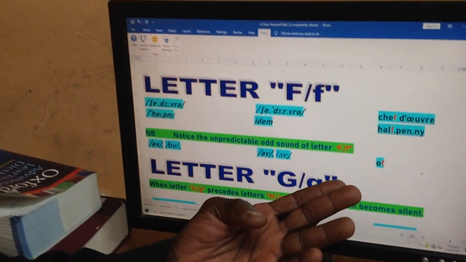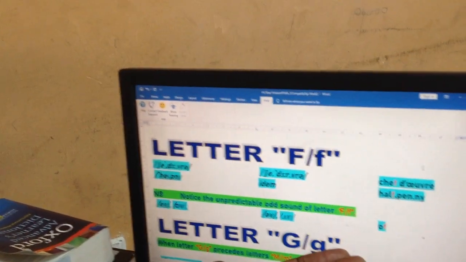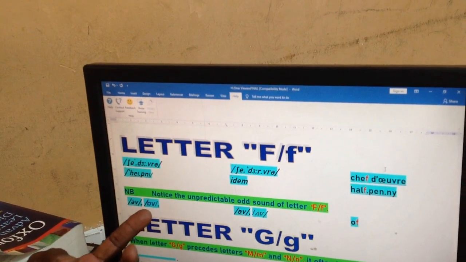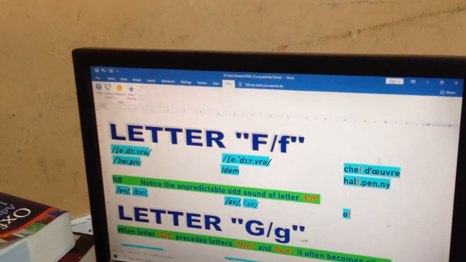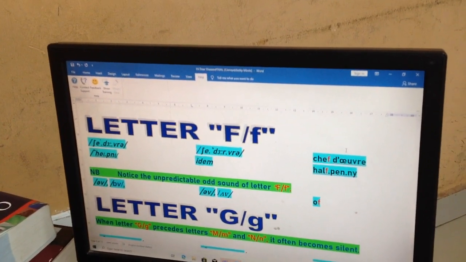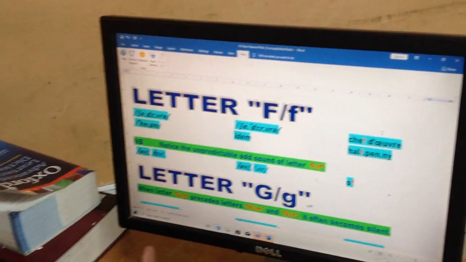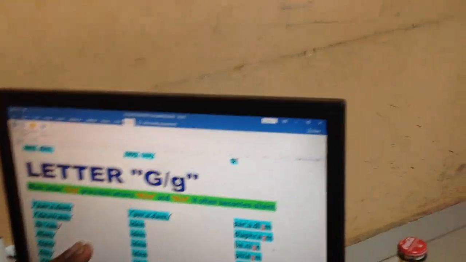So there is another strange sound, odd sound for F, which gives us the sound V instead of F. Well, this is how the language operates. We have so many odd sounds in English and French. You write a different letter and you pronounce it differently. That's part of the language. We have just to comply and make an effort to understand how the language operates.